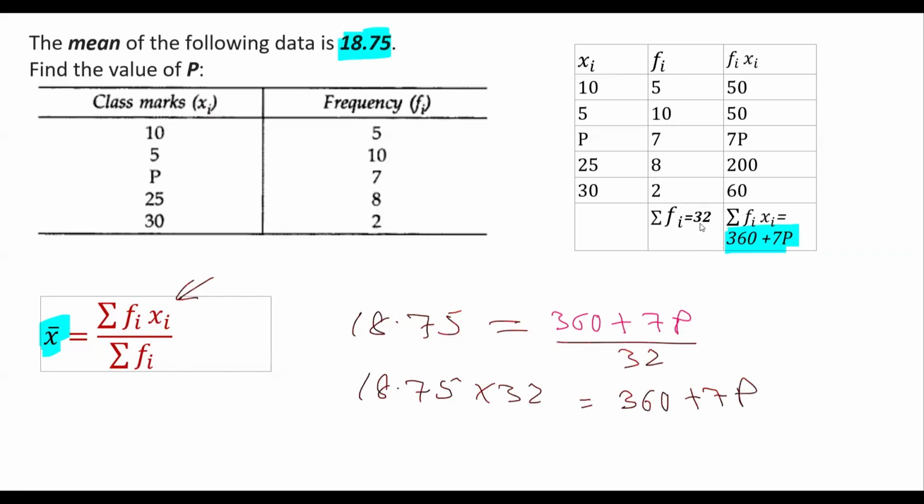So now 18.75 has to be multiplied with 32. So I'm getting 600. And if I transpose this to the left-hand side, it is how much? 360 is equal to 7P. This implies that the difference is how much? If I subtract 360 from here, right, we are going to get 240. So 240 divided by 7 will be the value of P. Well, if I divide it by 7, what we are getting is 34.28. P is equal to 34.28.